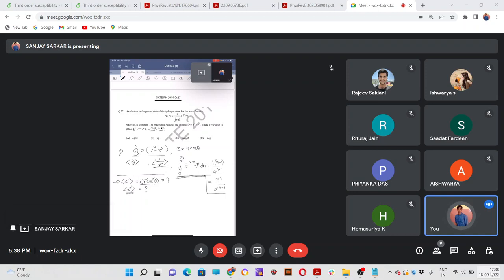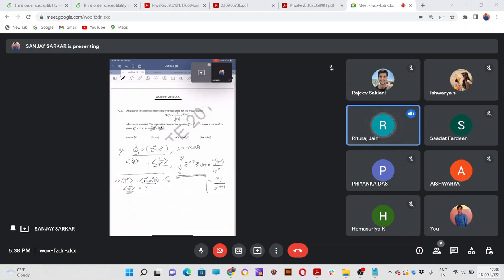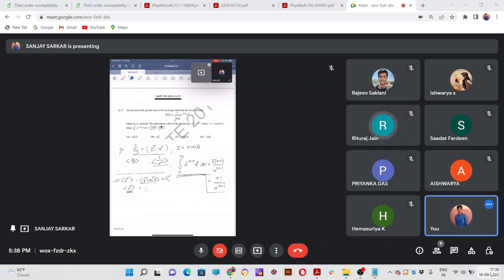Has anyone solved it? Expectation value of z square equals a naught square. Yes, exactly. It will come out a naught square. And if you solved the expectation value of r square, it is 3 a naught square. So anyway, I will solve it.